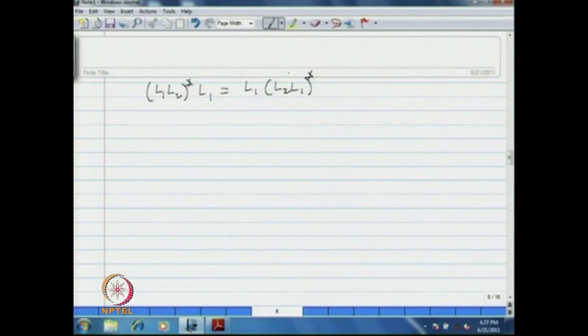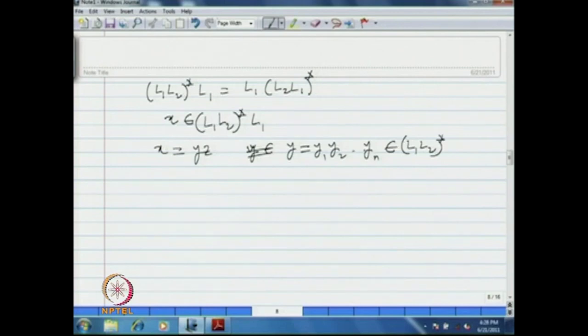First, let a string x belong to L1 L2 star L1. Then we can write x as a concatenation of two strings yz, where y can be written as y1 y2 up to some yn, which belongs to L1 L2 star, and z belongs to L1.